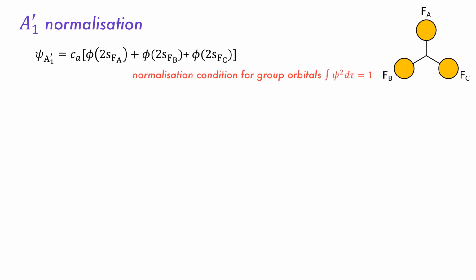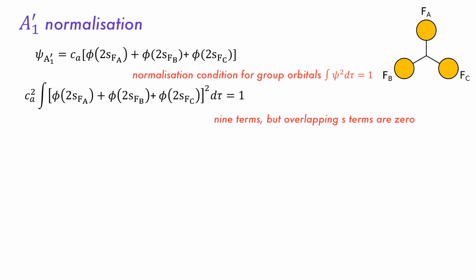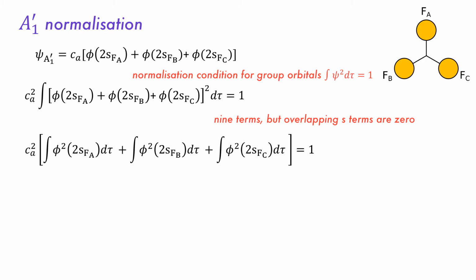We need to find Ca in order to normalize the wave function. We then square the wave function over all space, making this equal to 1, while moving the Ca term outside as it is just a number. Expanding this out would give 9 terms, however the only 3 non-zero are the overlap of the fluorine orbitals with themselves. The others are too far apart and their integral will be 0. This then gives these 3 terms as the only ones that are not 0. The integrals of the square on Fa, Fb, and Fc.